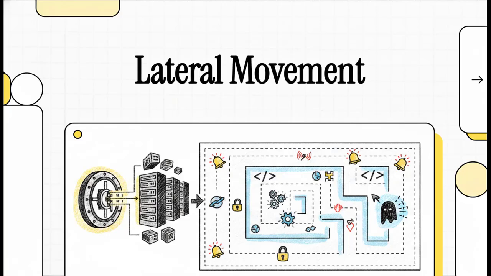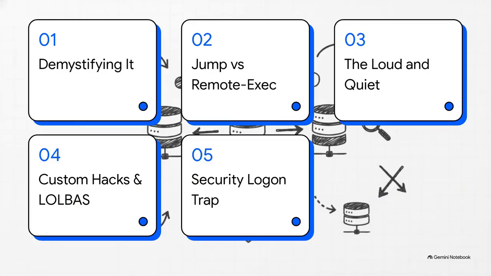Our source material today breaks down exactly how this is done in adversarial emulation, and we're going to walk through it step by step. Okay, so here's our roadmap. We'll start off by demystifying lateral movement, and then we'll compare our core tools, Jump versus Remote-Exec. Next up, we'll look at the OPSEC footprint, the loud and the quiet. Then we'll expand our arsenal with custom hacks and LOLBAS, and finally, we'll untangle a really notorious post-movement trap.